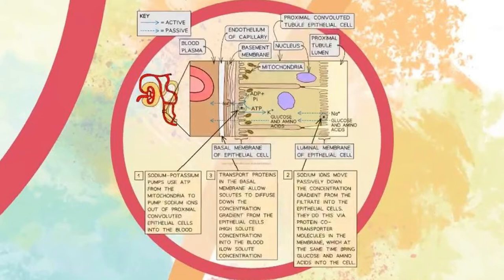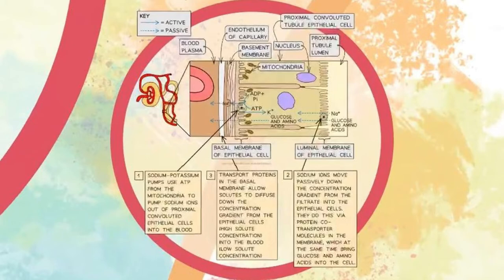And then step three, transport proteins in the basal membrane allow solutes to diffuse down the concentration gradient from the epithelial cells, which now have a high solute concentration, into the blood, which has a low solute concentration. So what is being reabsorbed in the proximal convoluted tubule specifically? All glucose in the glomerular filtrate is reabsorbed to the blood. This means that no glucose should be present in the urine. Amino acids, vitamins, and inorganic ions are reabsorbed.